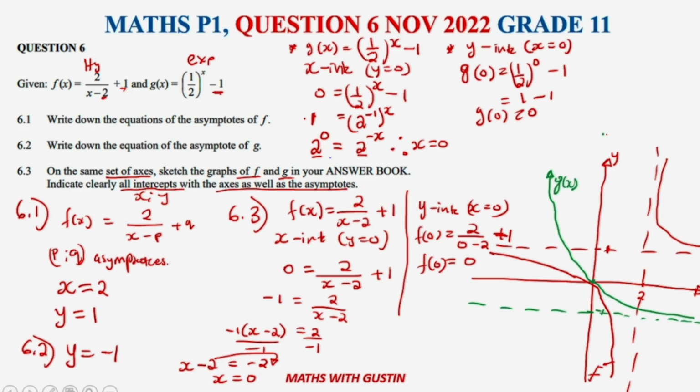And please guys, I mentioned something. I said a, this is a or b. If it's positive, your graph will have a positive gradient. If it's negative, your graph will have a negative gradient. And that's how you would deal with this one and how you would sketch these graphs. Now let's move on to 6.4.